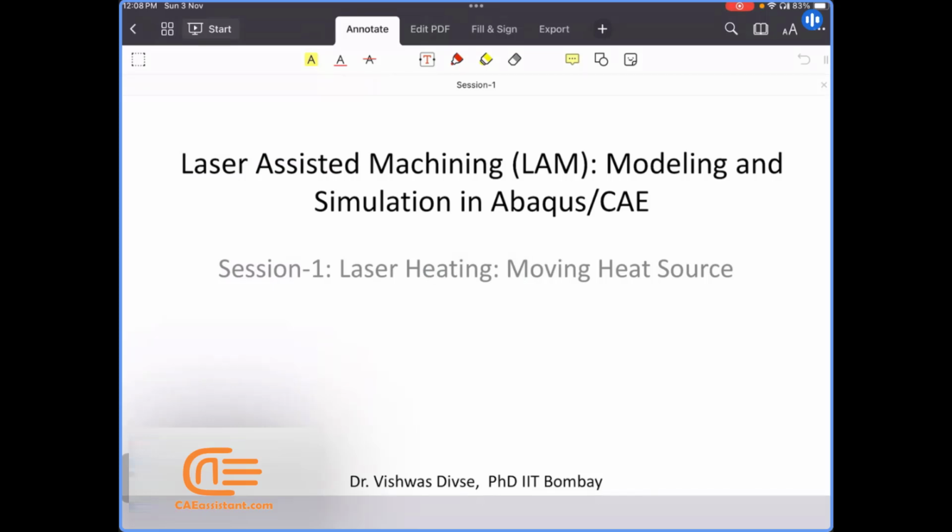So this laser assisted machining, whatever heat source I am going to show you, you can use in many applications. It's not just limited to laser assisted machining. Any moving heat source, let's say if you see an arc welding process or any kind of arc cutting process, wherever you see a heat source, either stationary or moving. Moving is one step ahead anyhow. So you can simulate a stationary heat source or a moving heat source in various applications.